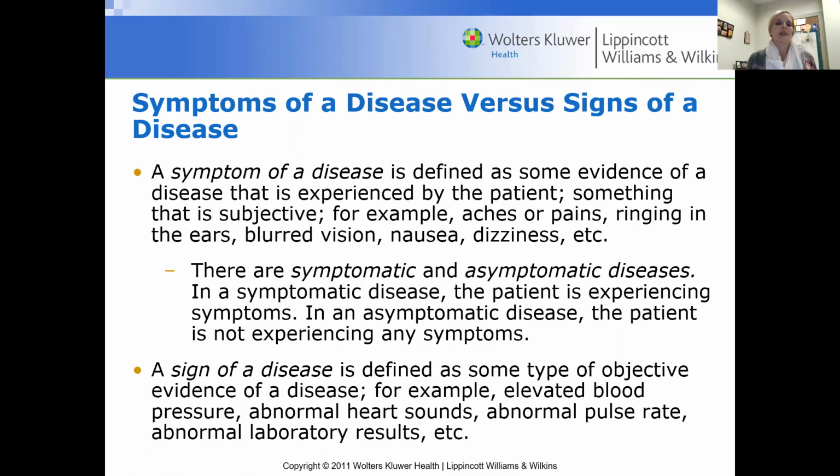So comparing to the word symptom, a sign is going to be more objective, which means this is going to be something that we can actually measure as the nurse. So for example, an elevated blood pressure, abnormal heart sounds, these are things that we can actually pick up. Laboratory results that come back from the lab, we can see this with our own eyes, again, as opposed to the subjective symptoms. So that's the difference between the two.